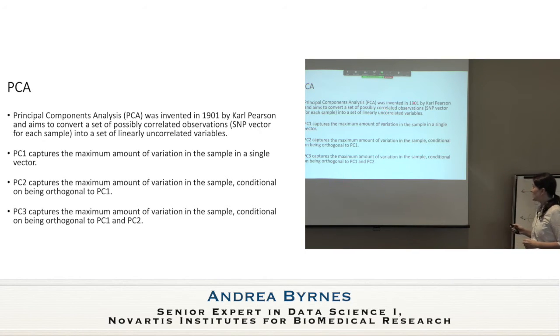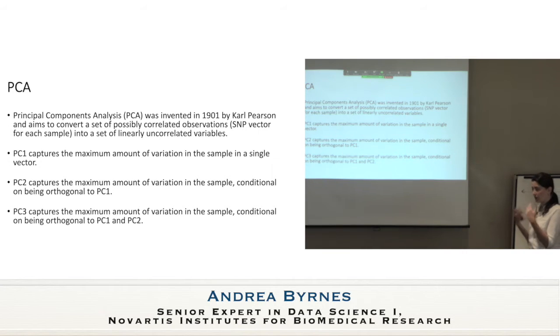So this was invented in 1901 by Karl Pearson, and it aims to convert a set of possibly correlated observations to a set of linearly uncorrelated variables. This is a while before GWAS came on the scene. So PC1 is going to capture the maximum amount of variation in a sample in a single vector. PC2, the same, but this is conditional on it being orthogonal to PC1.